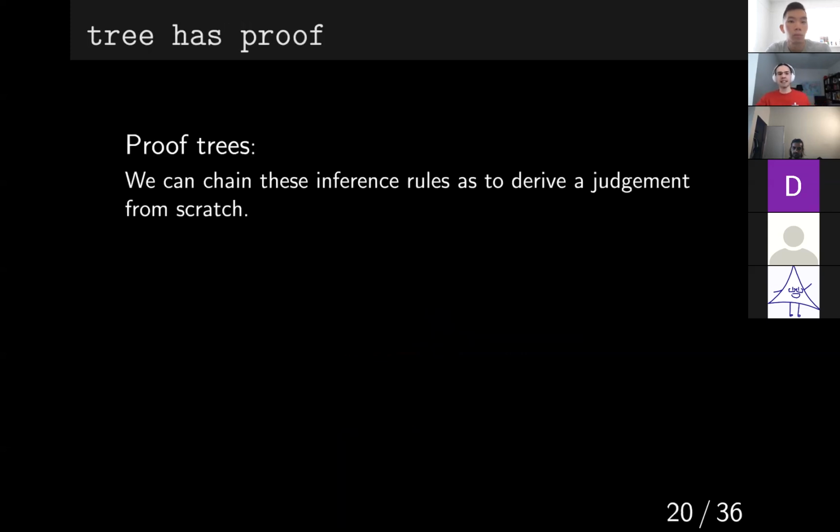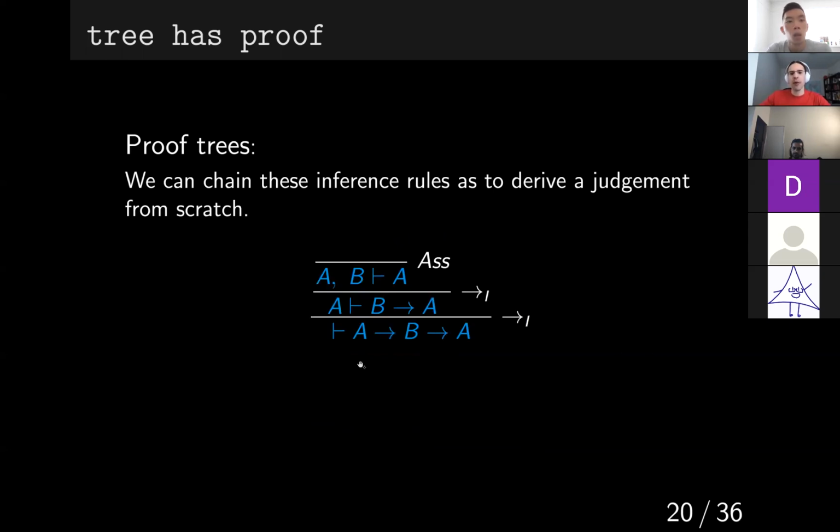Now we can take these proof rules and we can chain them to form a tree-like structure. And in some tree-like structures, we'll derive the bottom judgment from scratch. So here's an example. Suppose I want to prove A implies B implies A. Then I assume A, and I want to prove B implies A. Then I assume B, so now I've assumed A and B, and I want to prove A. But I've already assumed A, right? So since A is in my context, I can justify that A is provable using the assumption rule.